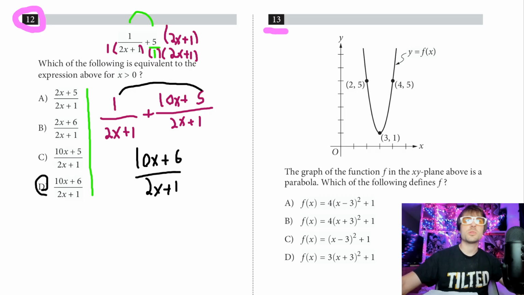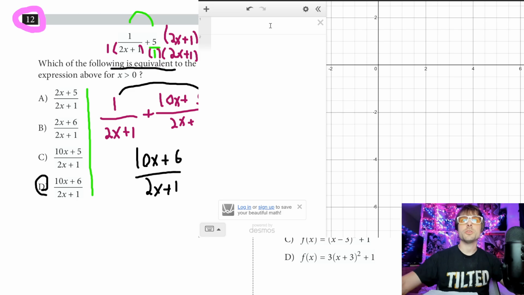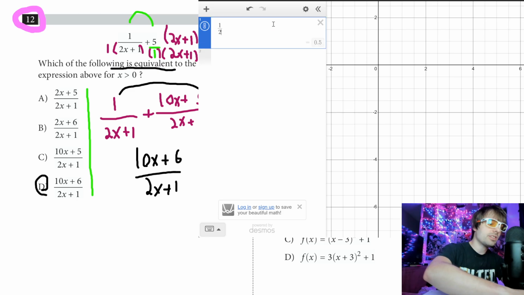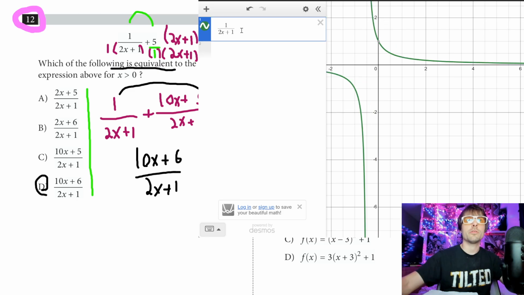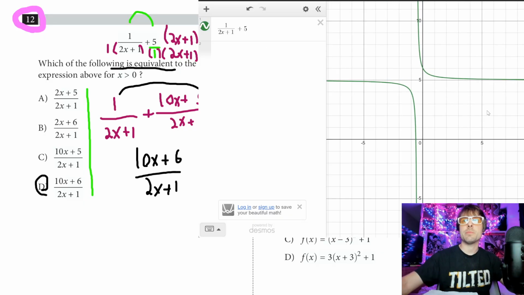I would probably do this one by hand, but if you wanted to do it in Desmos, let's pull that up. Again, all you have to do for these expressions are equivalent problems. You type in your first expression, and you should see a function appear, so 1 over 2x plus 1 plus 5. So I have a line here. If I zoom out, I can see it better like this.